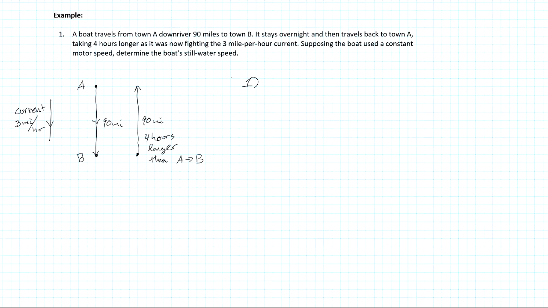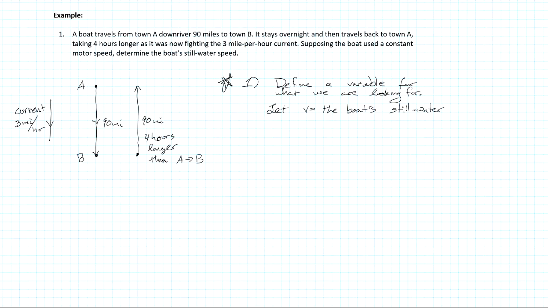So the first thing that we always do, super important, is going to be define a variable for what we're trying to find, or what we are looking for. So in this case, we'll say let V equal the boat's still water speed. That's what we are looking for.